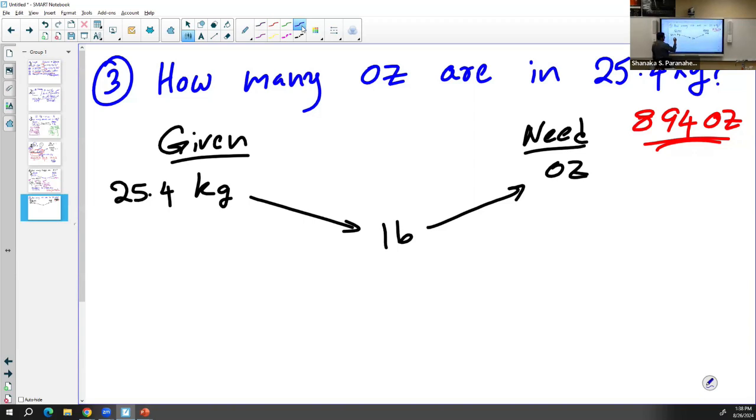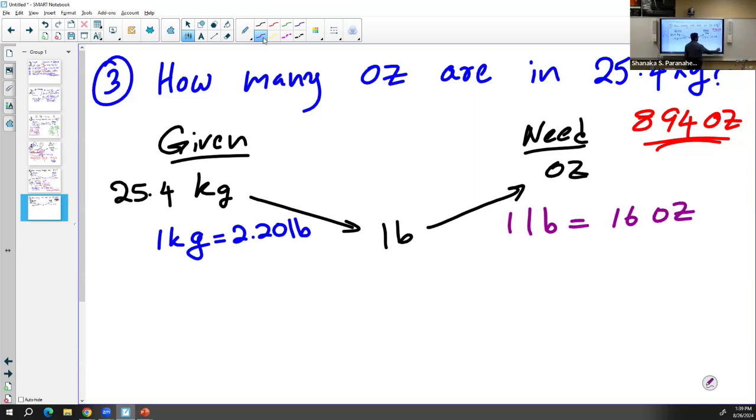You have equations for both of these. So kilogram and LB: 1 kilogram is equal to 2.20 LB. That's the equation. And this is LB to ounce. So how many ounces are in a LB? 1 pound is equal to how many ounces? 16 ounces.